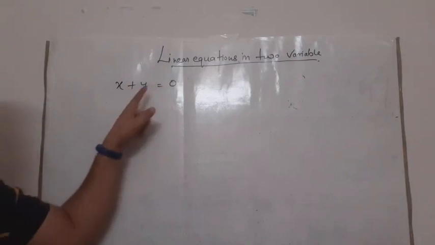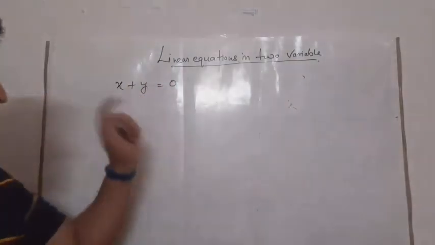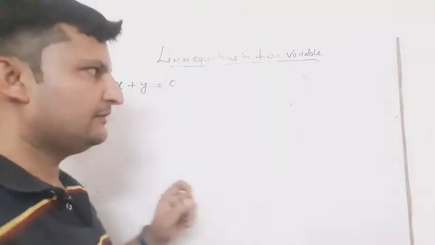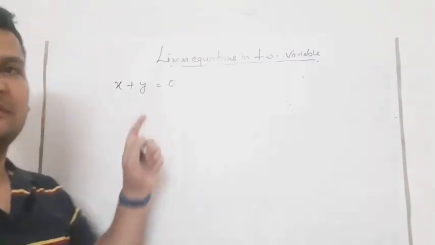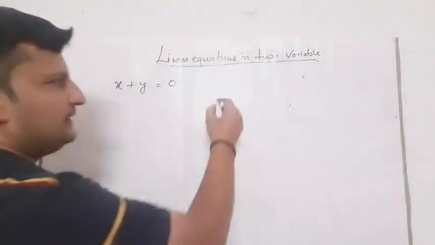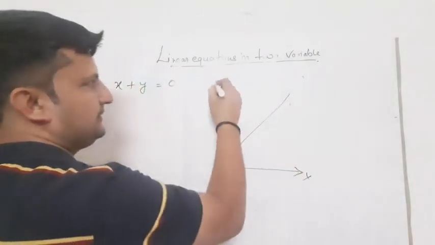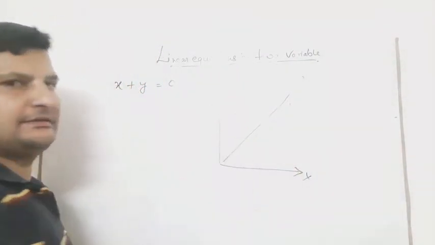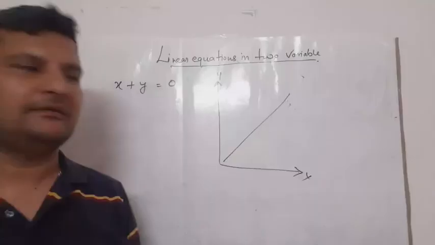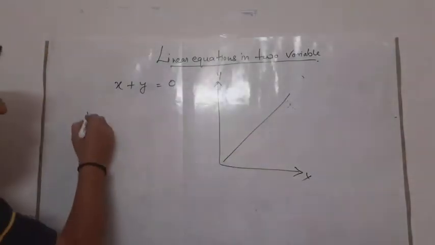So x plus y is equal to 0. Now, one thing is that when we make the graph of these types of equations, it will be a straight line like this. Suppose this is the x-axis, this is the y-axis. How can we make the graph? We can make the graph easily like this.